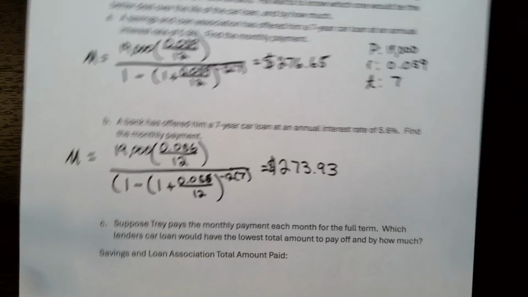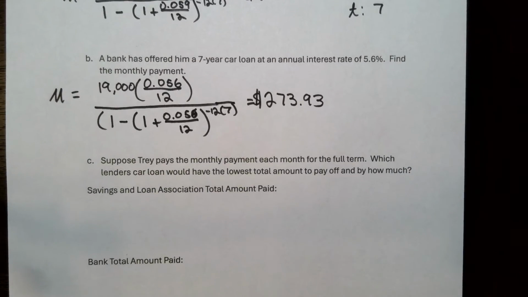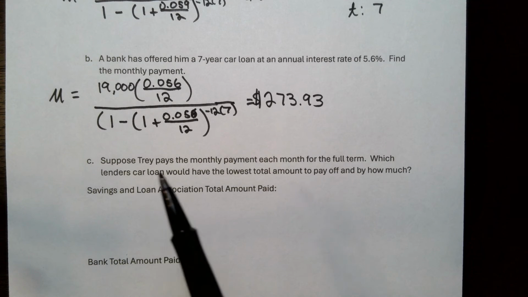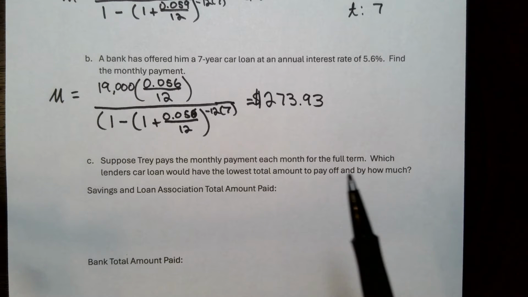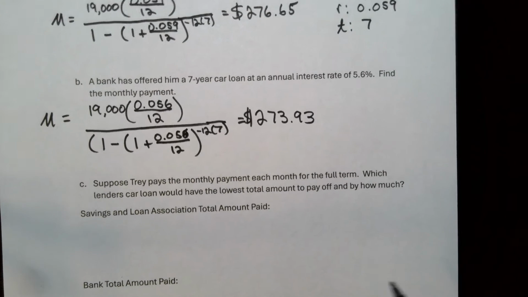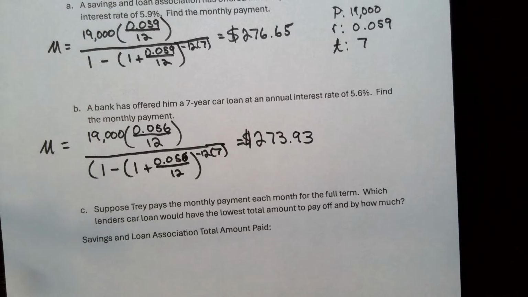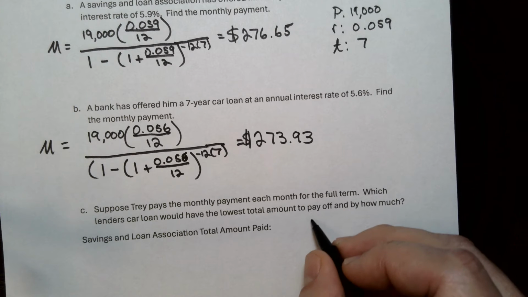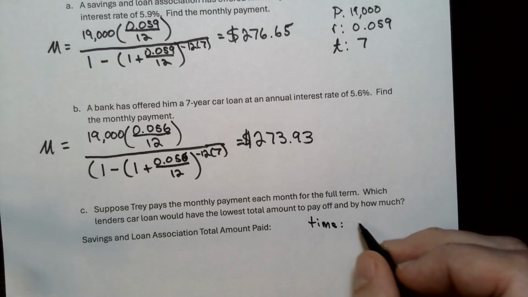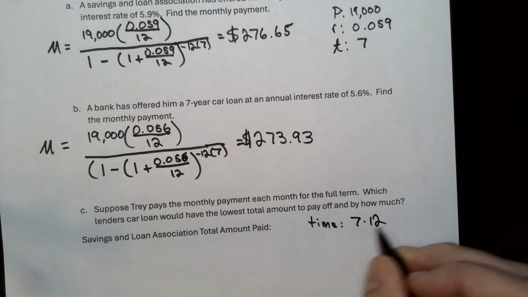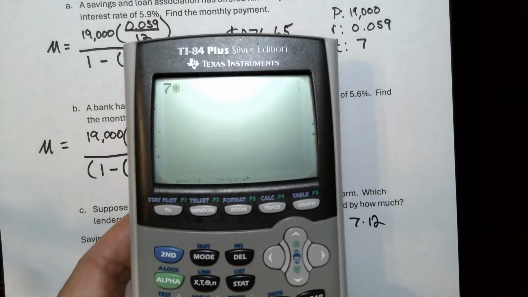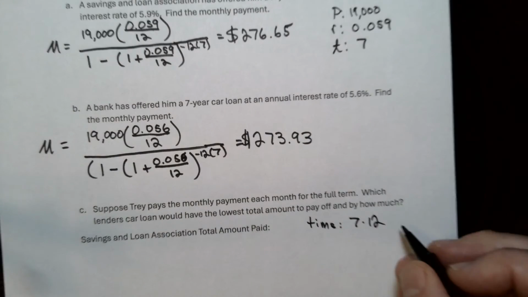Okay, so now the last question says, suppose Trey pays the monthly payment each month for the full term. Which lender's car loan would have the lowest total amount to pay off? So what we have to do is multiply these payments times the number of payments they have to make. Okay, so it's 7 years at once a month. So the time for both of these, since they're both 7 years, is 7 times 12, because there are 12 months in a year, and you get 84. So that's our time.